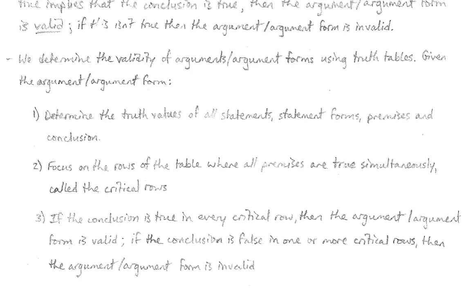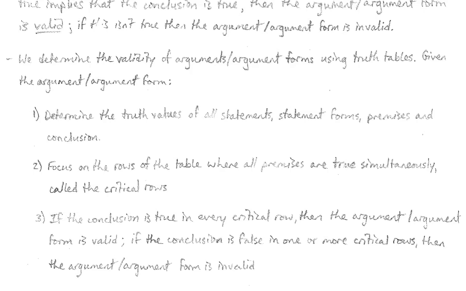Now we're only going to look at certain rows in that truth table, and this takes us right into step two. You're going to only focus on the rows of the table where all the premises are true simultaneously. These rows are called the critical rows, and I'll mention this in the next video, but circle these rows, put an arrow next to these rows, just highlight them so that you know that these are the rows that you have to focus on.